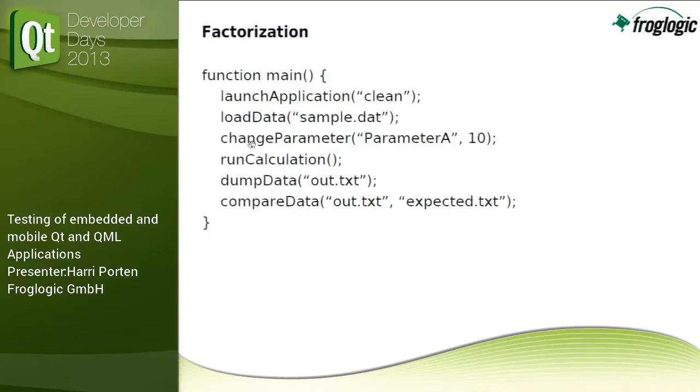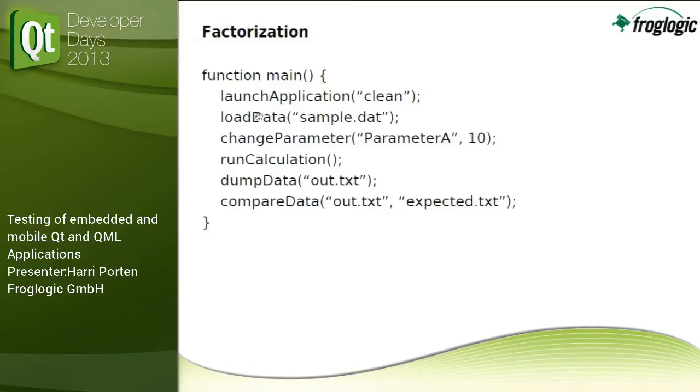I've, as a fictional example, taken a long recording here and moved a lot of the recorded statements into functions that I've moved into a library. So there is one convenience function for launching the application, and as an identifier, this means clean up all the settings before the application is launched. So this might mean deleting some settings file or resetting some database. Then some sample data is loaded.